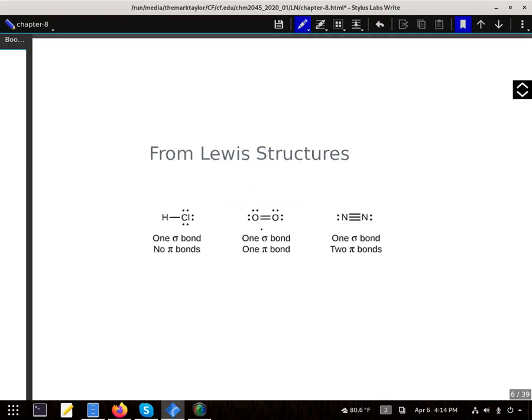All right. When we see a Lewis structure, it's really easy to tell what's going on. Whenever you see a line that represents a bond, one of those lines is definitely a sigma. If there's only one line, that is only one sigma bond. If there's two, one of them's a sigma, one of them's a pi.